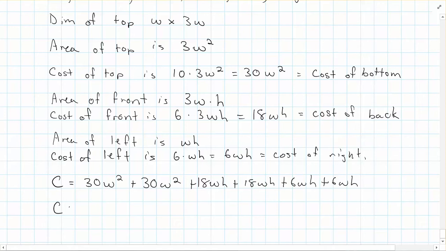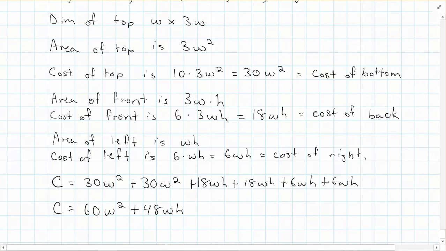And so my cost becomes 60W squared plus, math here, arithmetic, what is that, 12, 30, 48? 48WH. So that would be my cost here.